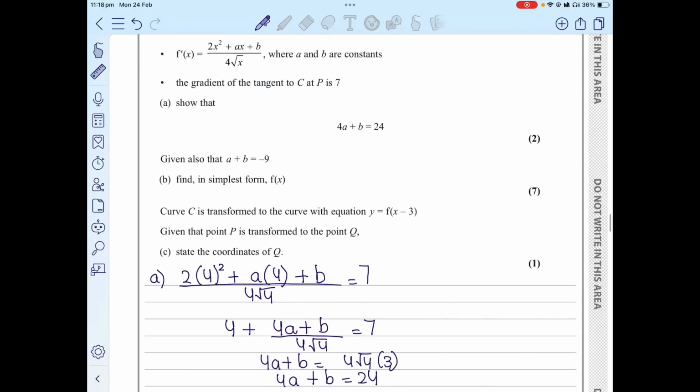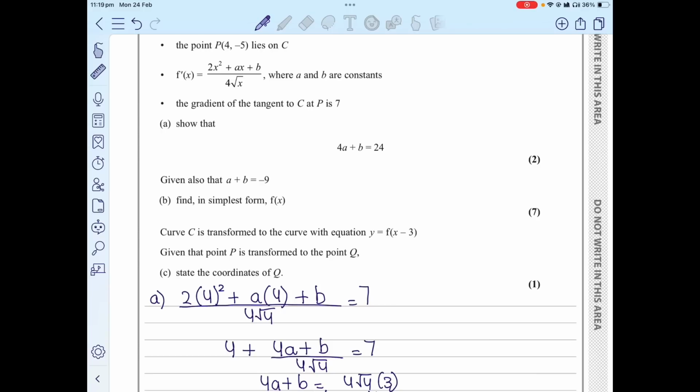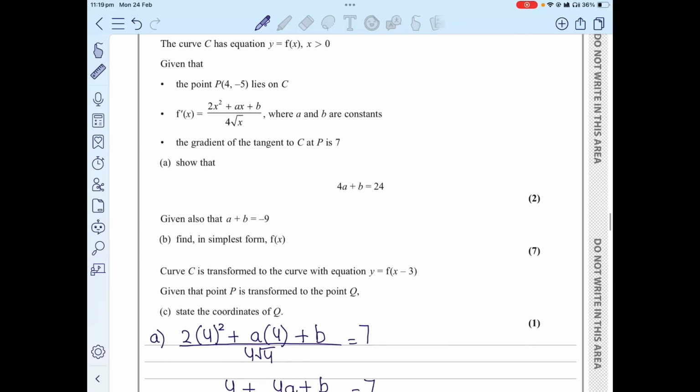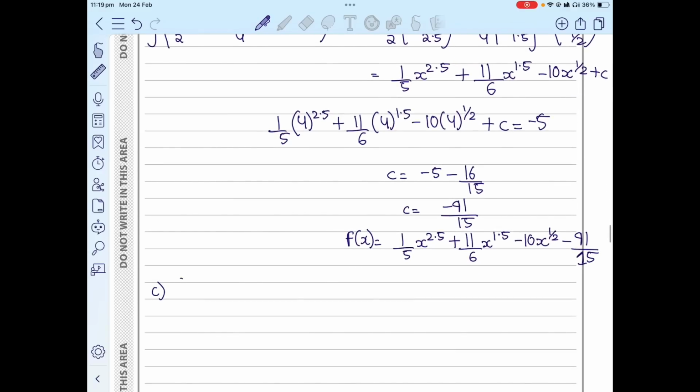Curve C is transformed to the curve with the equation y is f of x minus 3. So it's horizontally transformed to the right by 3. So for the same y values, you would get x values plus 3. Given the point P is transformed to point Q, so basically, to the right means you'll add 3. So 4 plus 3 would be 7, but the y value would remain the same, which is negative 5. So it would be 7 and negative 5. Part C, the answer would be 7 and negative 5.